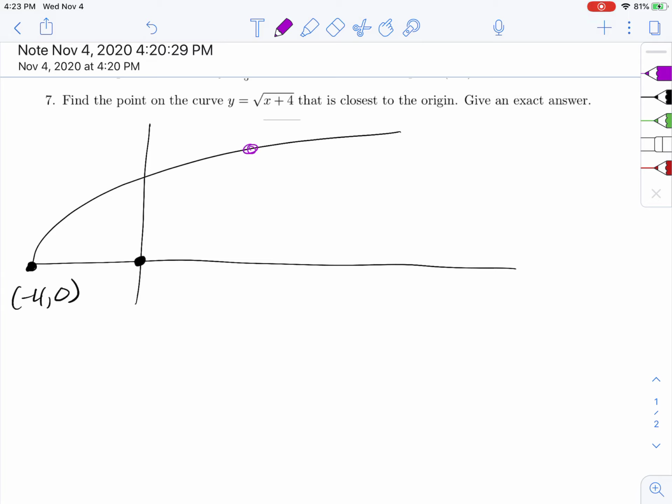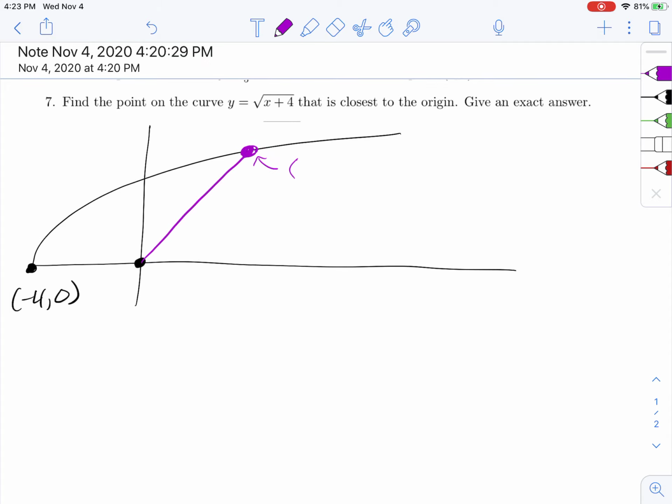We're trying to find the point that's closest to the origin. So I'm going to label a random point on this. Obviously that purple point is not the closest one, but I want a function here that tells us the distance. So this point has coordinates x, and y coordinate is square root of x plus 4. This point down here, of course, has coordinate 0, 0. So the length of this thing, I'm going to call that L. The length of that line, we're trying to minimize L.